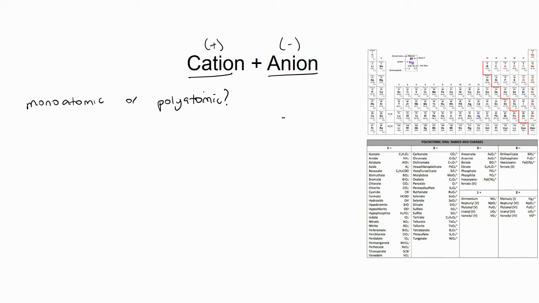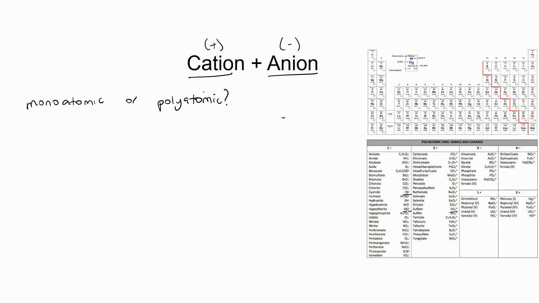Remember, the polyatomic ones are ones that have more than one atom sort of smushed together. So you can see cyanide has carbon and nitrogen. Hypochlorite has chlorine and oxygen. Sulfate has sulfur and oxygen.